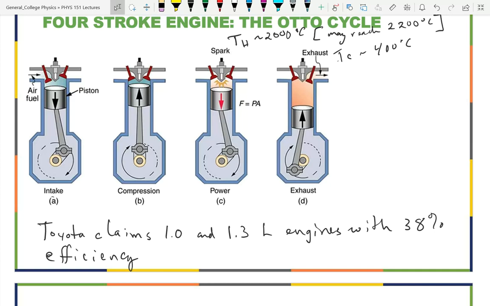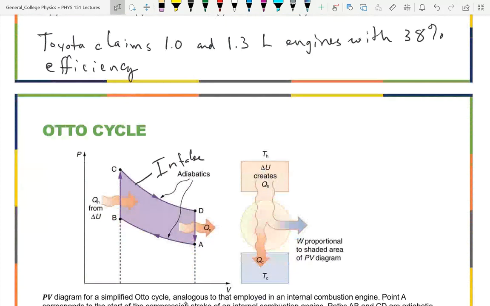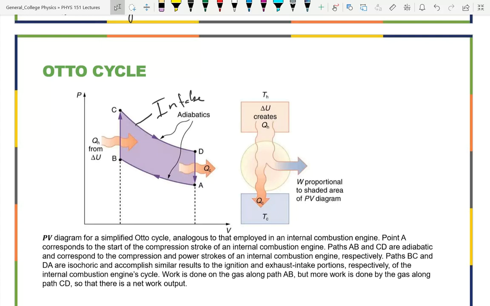Then the next step, compression. Pistons going back up. What's happening to the volume then? Okay, so the volume is getting smaller. So that's going to be this one here. Notice going from D to A, that wasn't listed. Now what we're going to see is there's something on this cycle that's not listed.